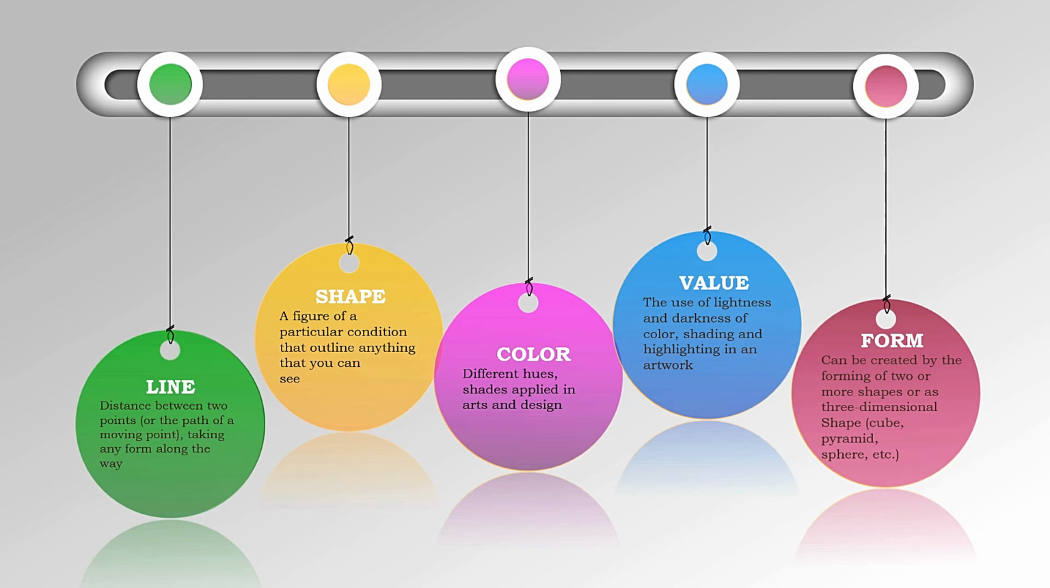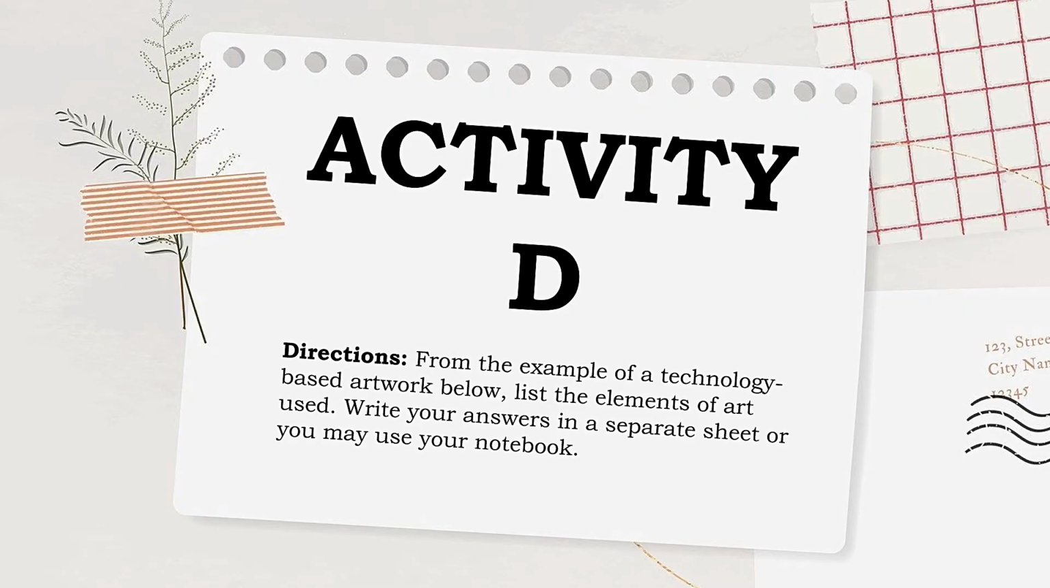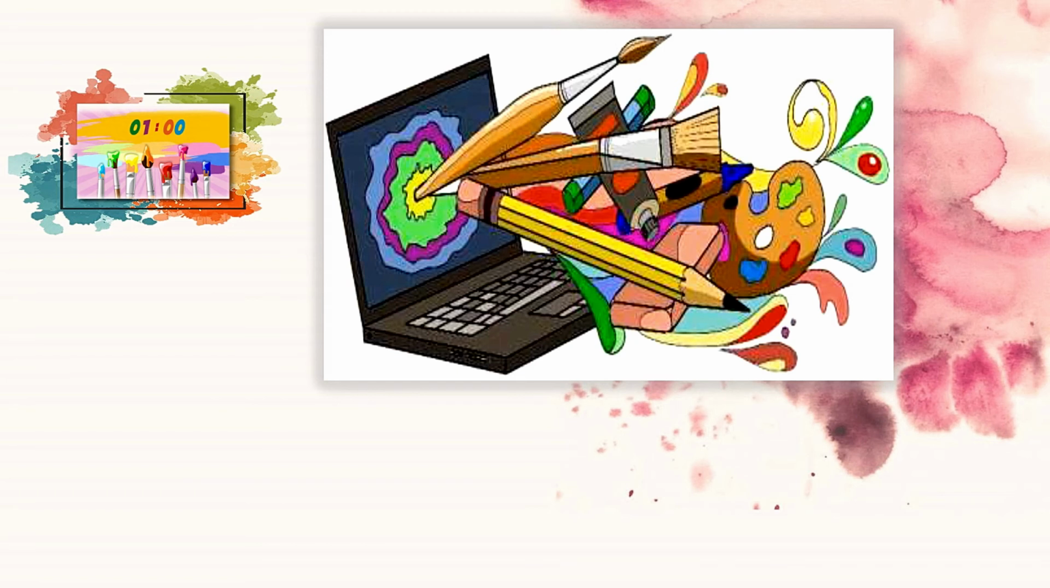Let us have another activity again as part of our discussion for the elements of arts. From the example of a technology-based artwork, which will be shown in the next presentation, list the elements of arts used and just write your answer on a separate sheet, or you may use your notebook. So this is an example of the artwork wherein you're going to identify the elements of arts found in the picture. Again, I will give you 60 seconds to answer the activity.